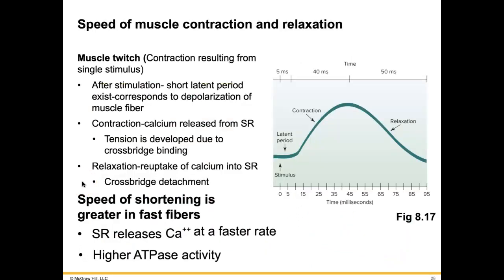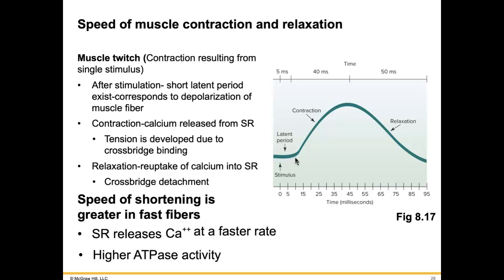Now, when we get that muscle to contract, we want to talk about a single muscle twitch. That is the muscle contracting from one stimulus. So let's take a look at this figure over here on the right-hand side. When we get that stimulus from the motor neuron telling the muscle to contract or twitch, we are going to have this latent period, and this is because we are getting that action potential to move from the nerve to the sarcolemma and move down those T-tubules and cause depolarization of the muscle fiber.